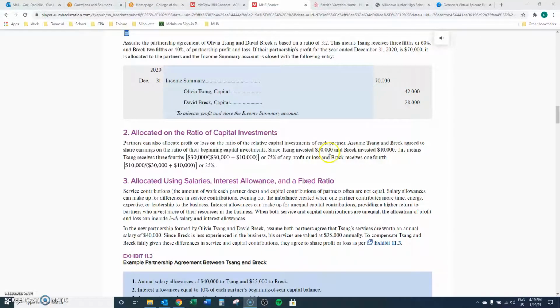So we take the total of all the investments, which were $30,000 and $10,000, so $40,000, and then we determine what portion each partner contributed. So $30,000 of the 40 and $10,000 of the 40. So 30,000 divided by the 40,000 is 75%, and 10,000 divided by the total of 40,000 is 25%. So partner A would get 75% of any profit. Partner B would get 25%.